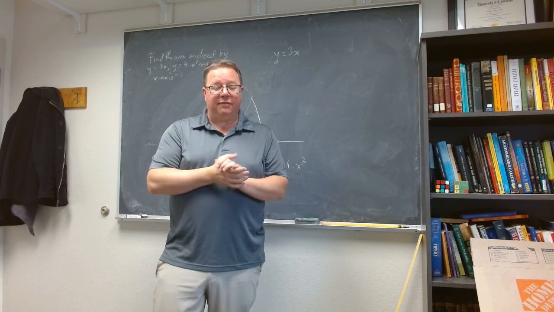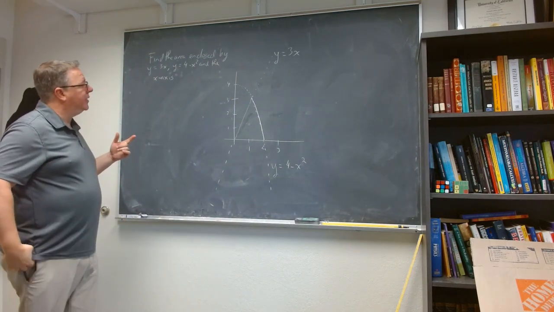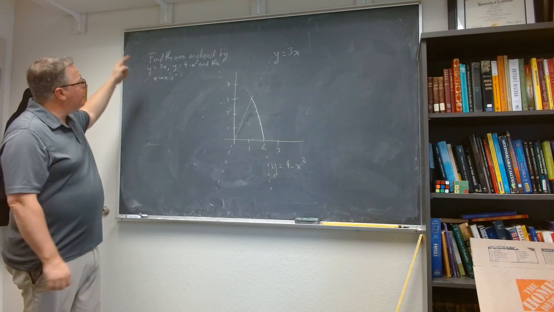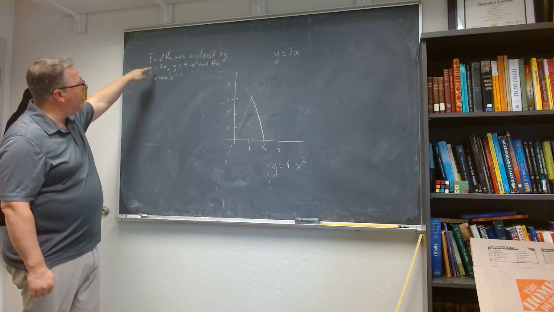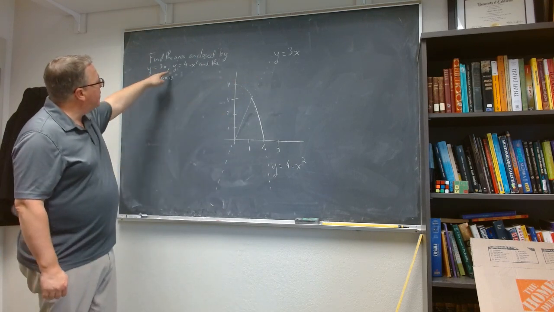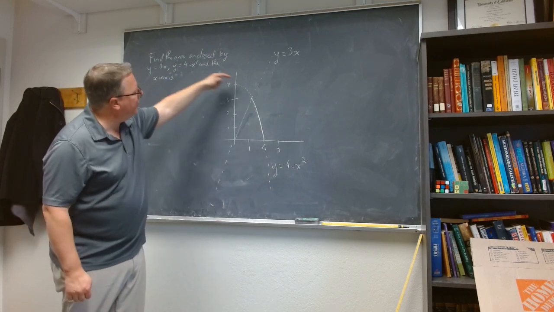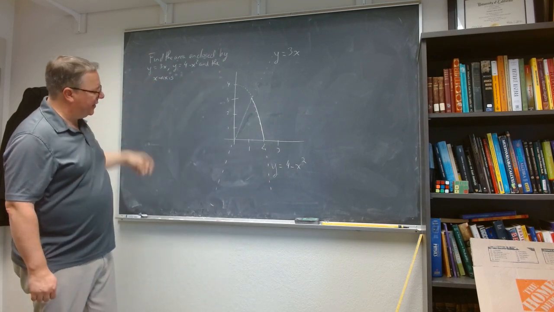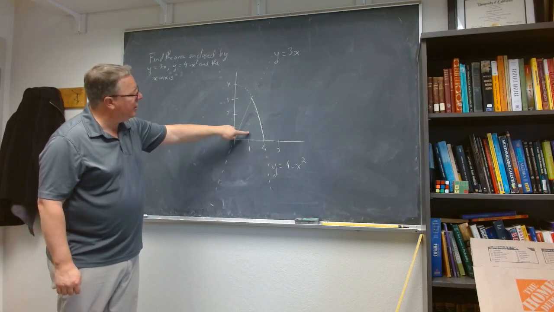We're going to look at finding areas under the curve, and I've prepared a problem for us. We're asked to find the area enclosed by the line y equals 3x, which is here, the quadratic y equals 4 minus x squared, which is this curve going down, and the x-axis. This means that we're looking at this region right here.